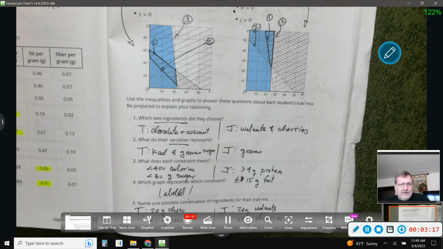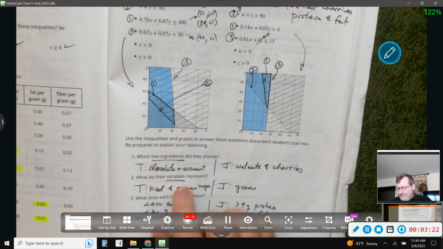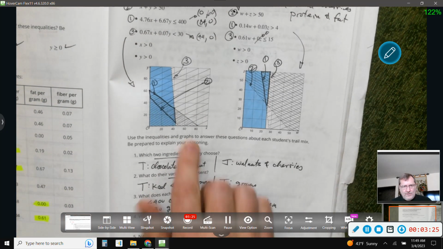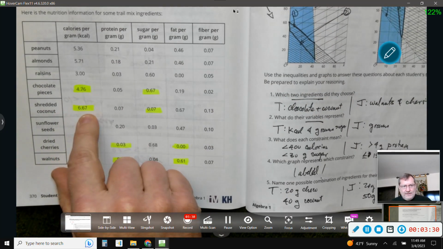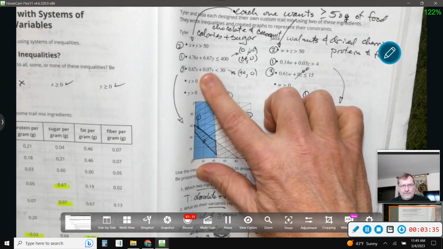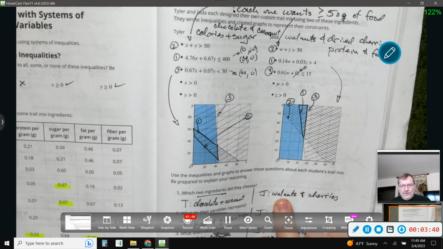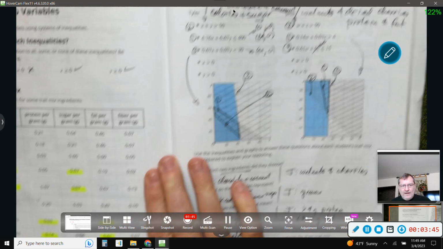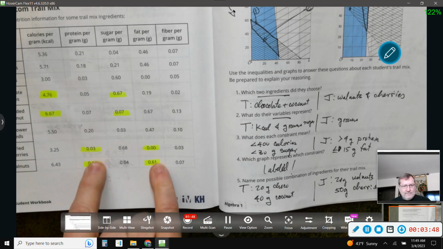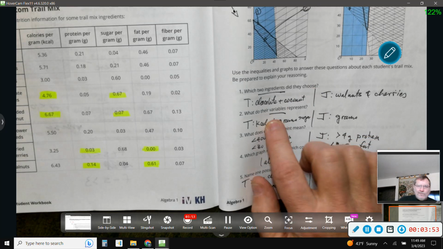Which 2 ingredients did they each choose? Tyler chose chocolate and coconut. If you look at these numbers for chocolate and coconut, you'll notice that these numbers right here end up in his equations right here. That's how I knew that. And Jada chose walnuts and cherries, because you see these numbers right here align with these down here. So that's how I know which 2 ingredients each one of them chose.